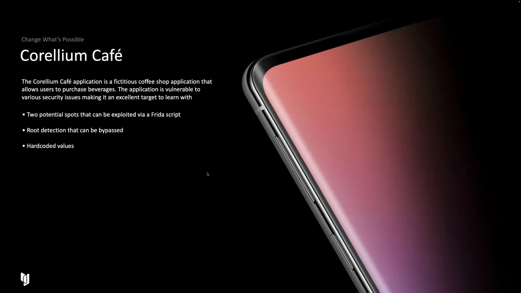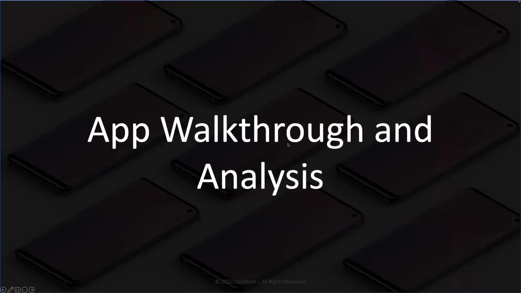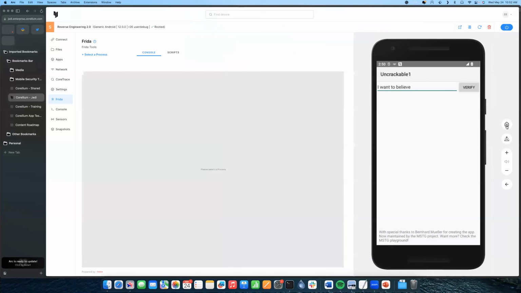But in terms of the reverse engineering side, there are two potential spots that can be exploited via a Frida script, and then root detection as well. Root detection we already covered, about ways to patch out the application. So I will leave that because you can use either a public Frida script or you can patch out the application. Both will work in some of the ways we already showed. And then there are two potential spots that can be exploited via a Frida script. So we're going to take a look at those now. So let me just load that up quick.